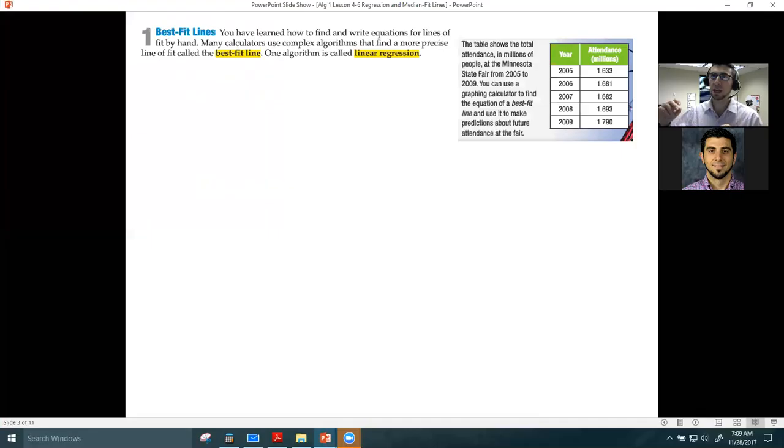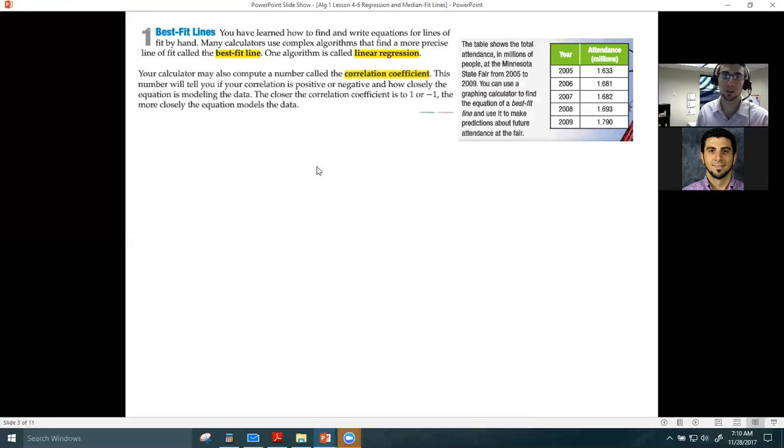So best fit lines: you've learned how to find and write equations for lines of fit by hand. And that one you're kind of guessing 2 points to use to get the slope of the line that kind of goes between all the points. But many calculators have complex algorithms that find a more precise line of fit called the best fit line. One algorithm is called linear regression, and that's what I'm going to teach you today.